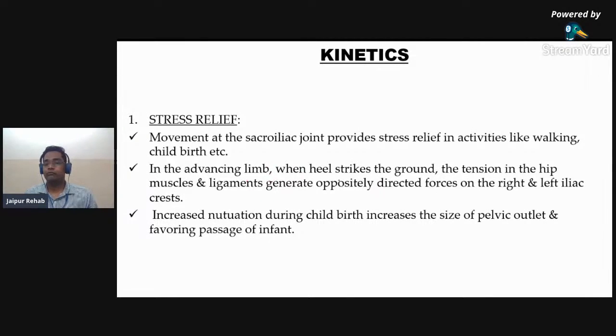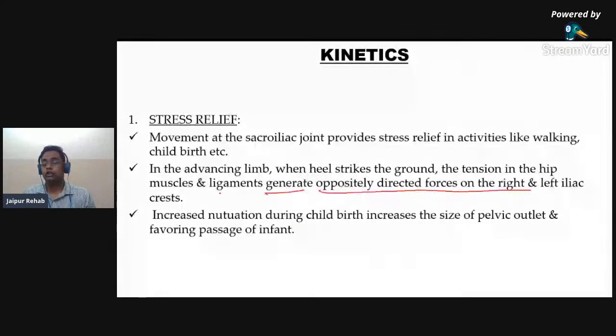In the advancing limb, when the heel strikes the ground, the tension in the hip muscles and the ligaments generates oppositely directed force on the right and left iliac crest, and it tries to torsion in the opposite direction, right? So it's a different class and a different topic to be discussed altogether, right?